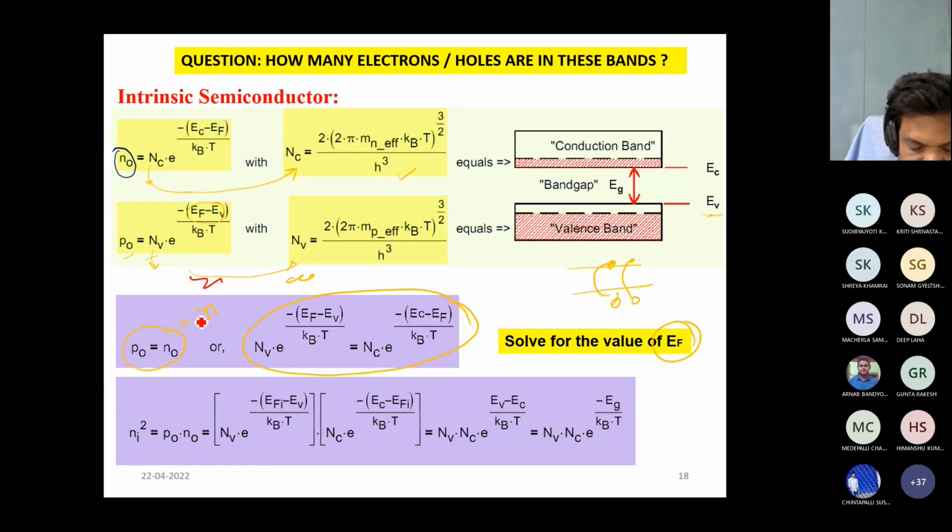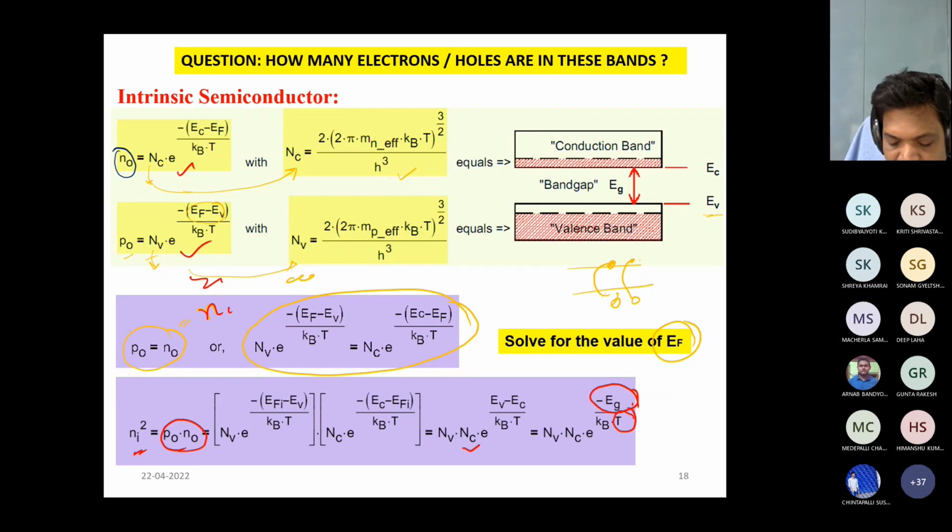If we consider n0 is equal to ni, then ni square is equal to n0 p0, that is the product of these two. If we multiply this and this, then we will get this expression, which indicates that ni square, that is the electron or hole concentration in the intrinsic semiconductor, depends on what? The band gap, and it depends on the temperature also.